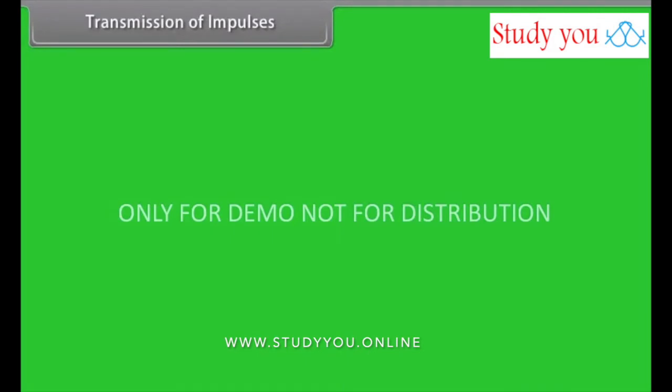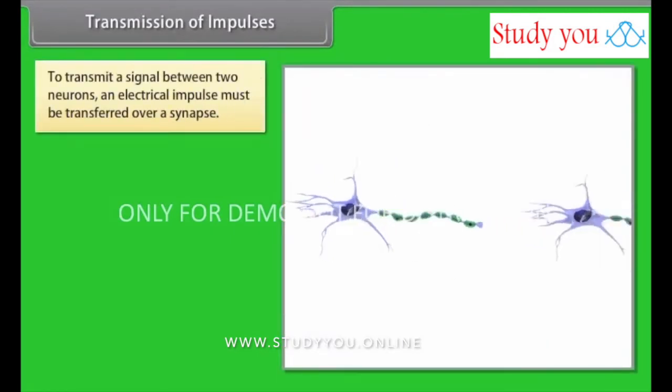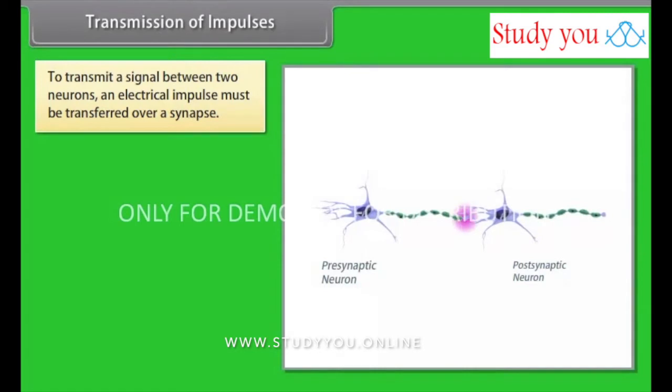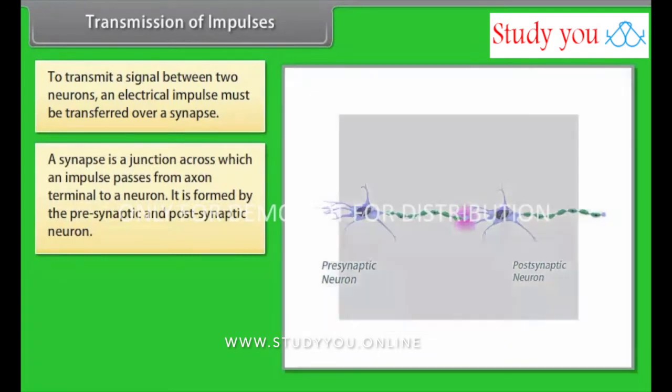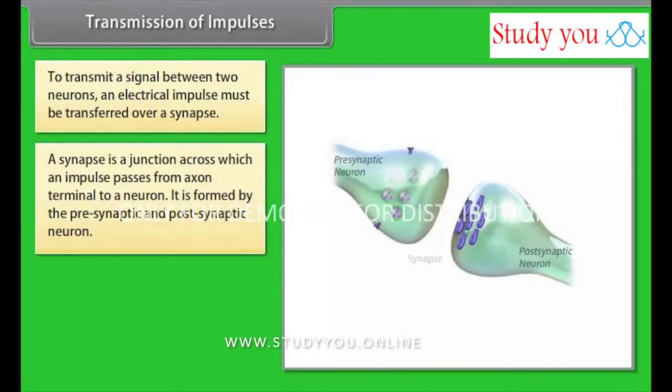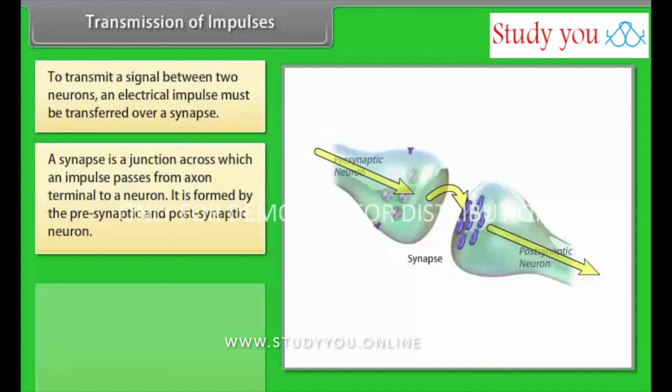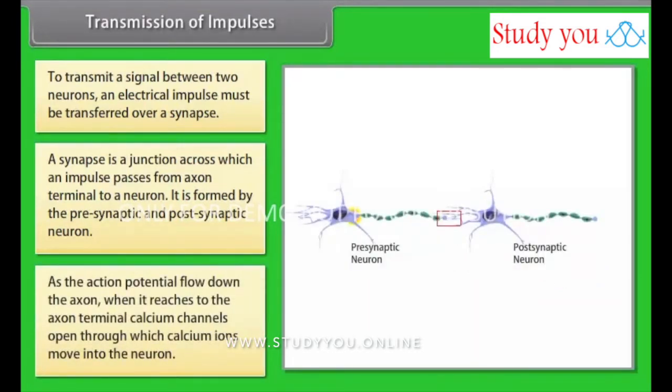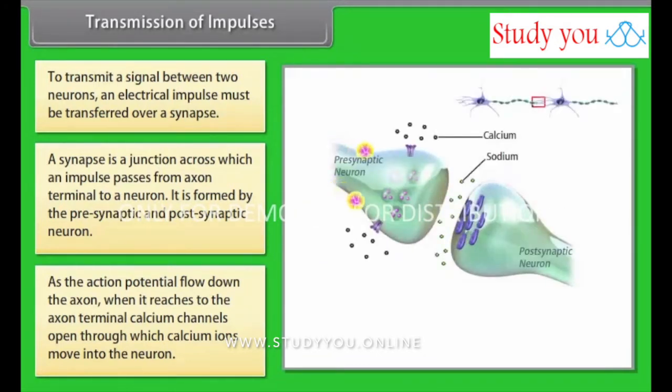Transmission of impulses. To transmit a signal between two neurons, an electrical impulse must be transferred over a synapse. A synapse is a junction across which an impulse passes from an axon terminal to a neuron. It is formed by the presynaptic and postsynaptic neuron. As the action potential flows down the axon and reaches the axon terminal, calcium channels open, through which calcium ions move into the neuron.